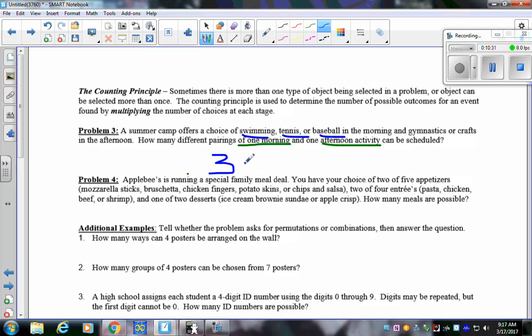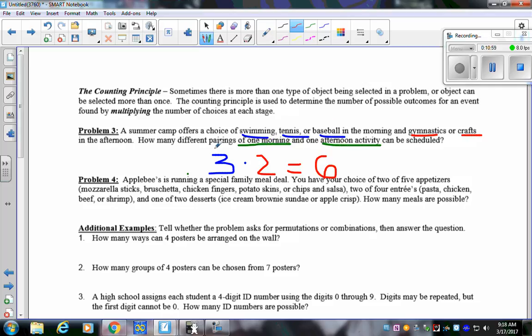So that means I can pick 3 in the morning. And then I'm going to multiply that by how many different activities I can pick in the afternoon. And I can do either gymnastics or crafts. So that means that there are 6 different possible schedules I can make. I could swim and then do gymnastics. I could swim and then do crafts. Tennis, gymnastics, tennis, crafts, baseball, gymnastics, or baseball and then crafts. Okay, 6 different outcomes. Well, what happens if I said you can pick 2 morning activities? It gets a little bit more complicated there, which we'll see in our next example.